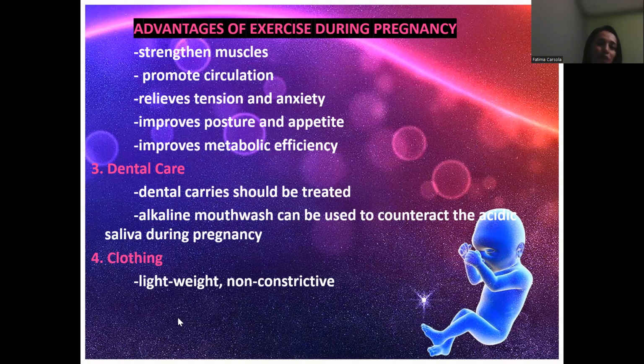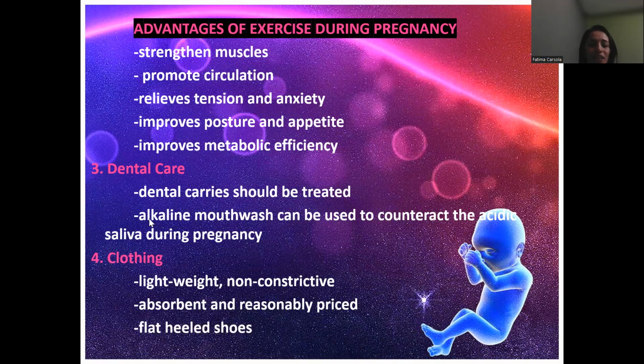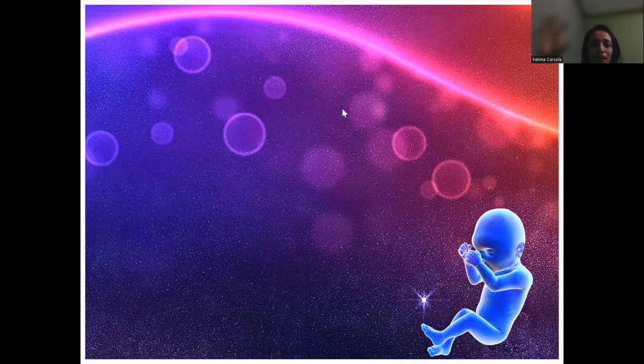And that is the reason why you have to have lightweight and non-constrictive clothing, because you will feel very, very hot during pregnancy. It should be absorbent and reasonably priced. Why is it reasonably priced? Why is it involved here? Why did the book say to be reasonably priced? Because you could not use these outfits after pregnancy, probably not anymore. Flat heel shoes because of the presence of the hormone relaxin. Hormone relaxin will help the woman to walk in a wide gait. That is why you are not allowed to wear high heel shoes, so that you will not be prone to fall. So that you will not fall, okay?